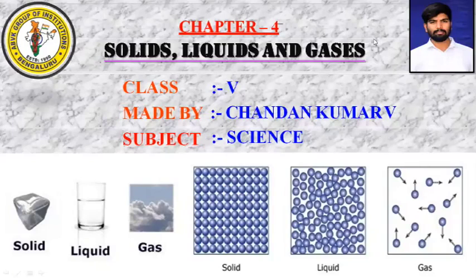Hello students, today in this class we are going to start with chapter 4 of class 5, that is solids, liquids and gases. So in this class we are going to study what are solids, what are liquids and what are gases. These are nothing but the various states of matter. Before going to this, we should know what is matter and what matter is made up of. In detail we are going to study what is matter, what are types of matter, what are states of matter, and what matter is made up of. All these things we are going to study in this chapter.